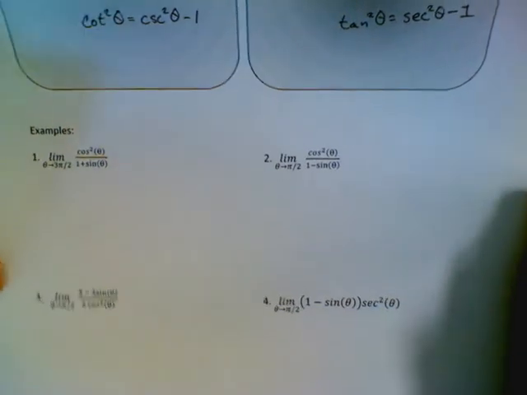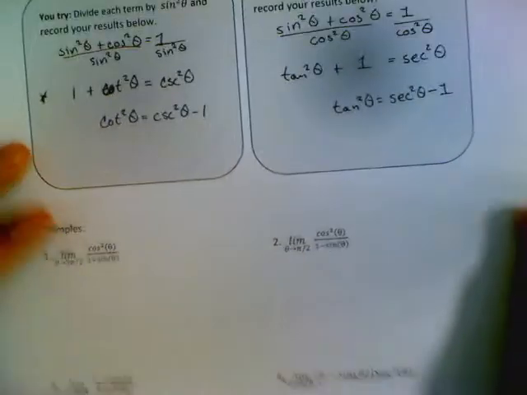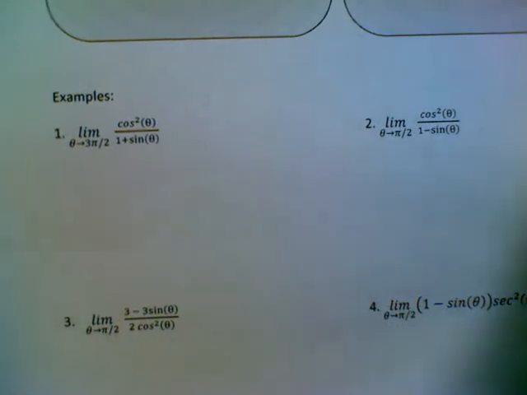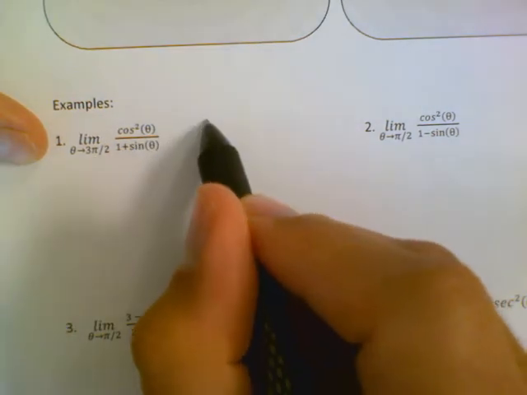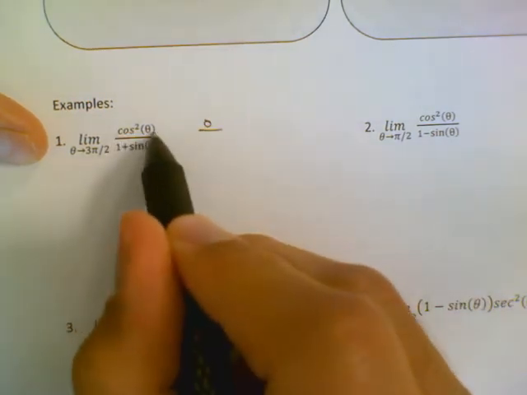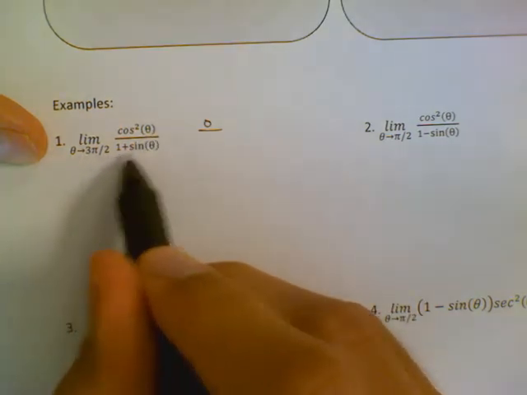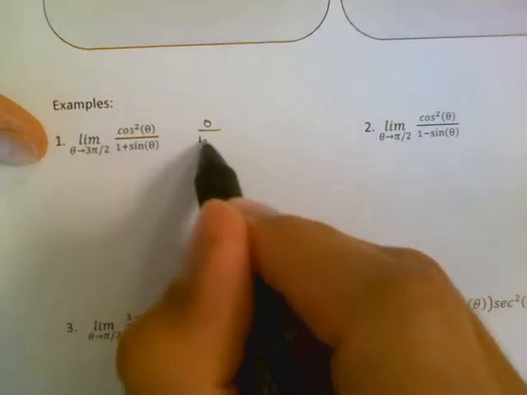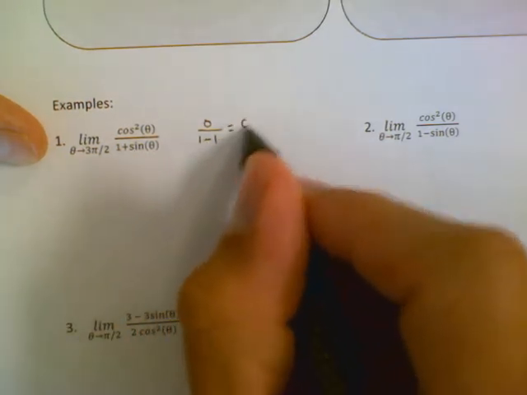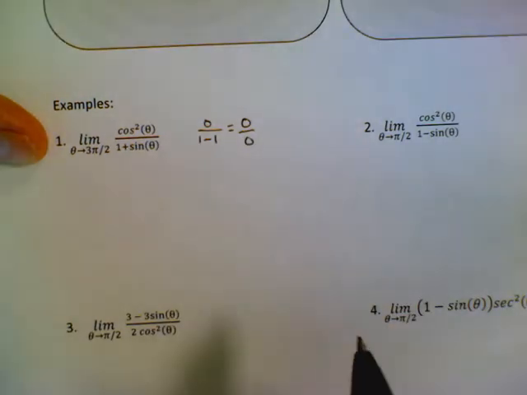Now let's look at some examples dealing with the Pythagorean identity. Zoom in a little bit. So this time it says we're going out to 3 pi halves. So the first thing that I want to try is to see if I can substitute it in. But cosine at 3 pi halves is going to be 0. And sine at 3 pi halves would give me -1, but I'd have 1 plus -1, so 1 minus. So basically, I'm getting 0 over 0, which is an indeterminate form.